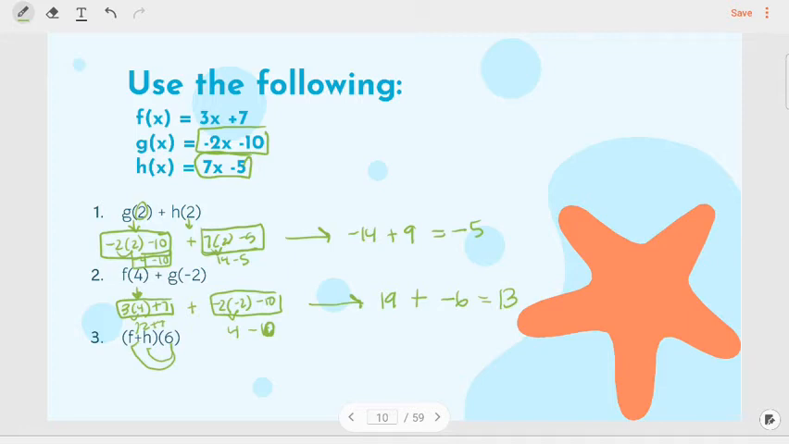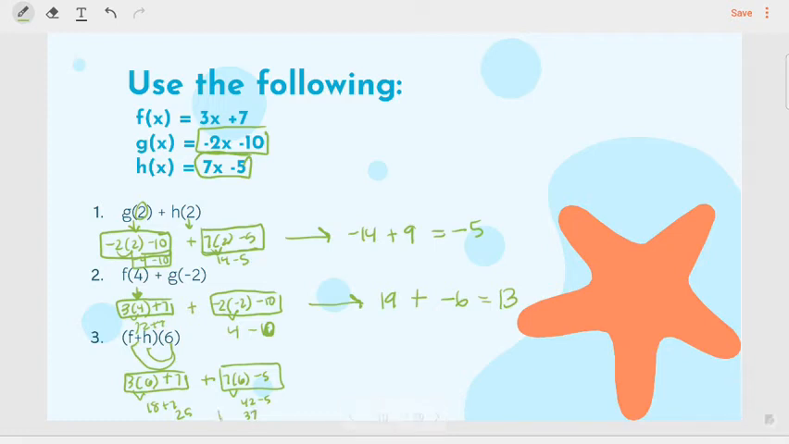So here's what that looks like. F is going to be 3 times 6 plus 7. Okay, that's my f with an input of 6. Plus my h with an input of 6 is 7 times 6 minus 5. So let's simplify both of those chunks. 3 times 6 is 18, plus 7 is 25. 7 times 6 is 42, and 42 minus 5 is 37.